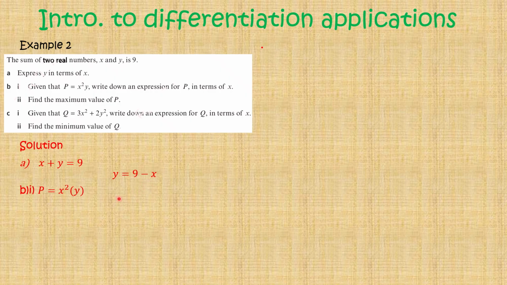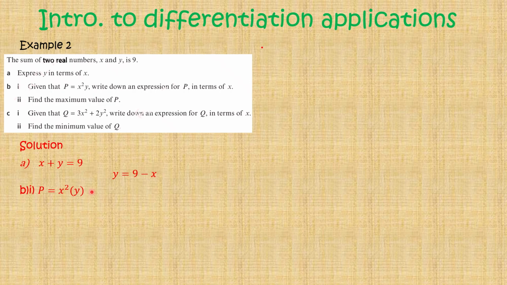So now moving on to part B, item 1. Given that p is equal to x squared y, write down an expression for p in terms of x. Now, we know that p is that.